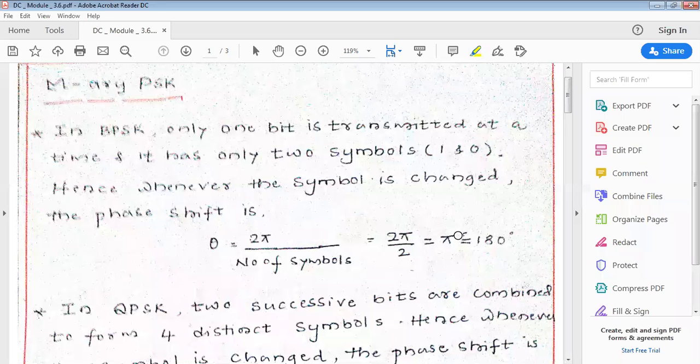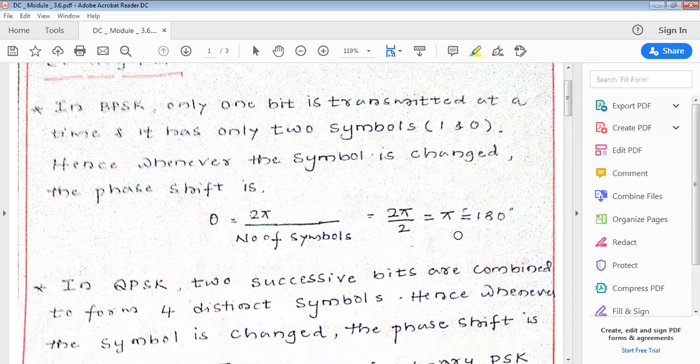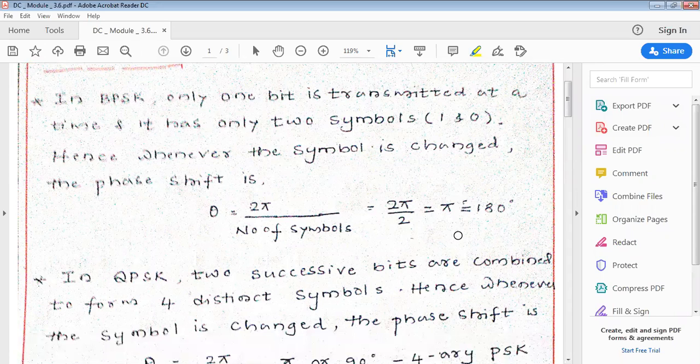Good morning, everyone. In today's lecture, we will be discussing one more digital modulation technique, MPSK. So before this, let us go back to the points which we discussed already in the previous videos. As we all know, in a BPSK system, only one bit can be transmitted at a time, and it has two possible symbols, 1 and 0.